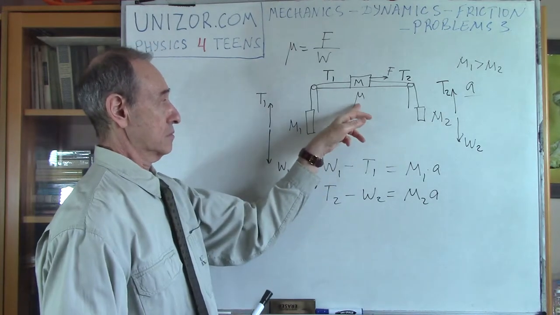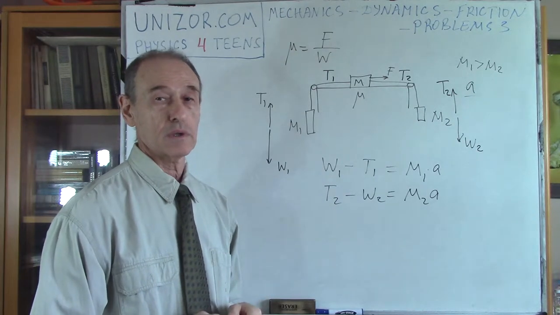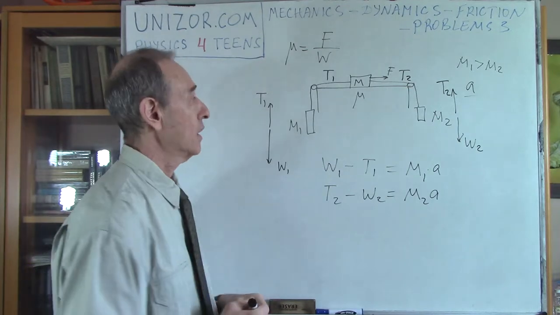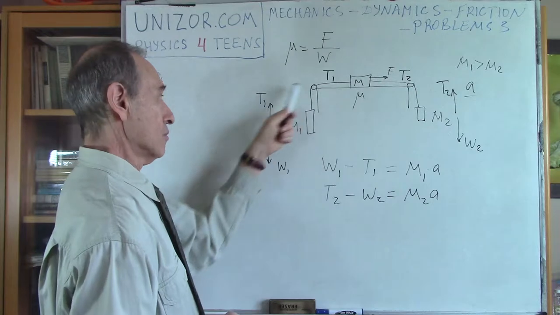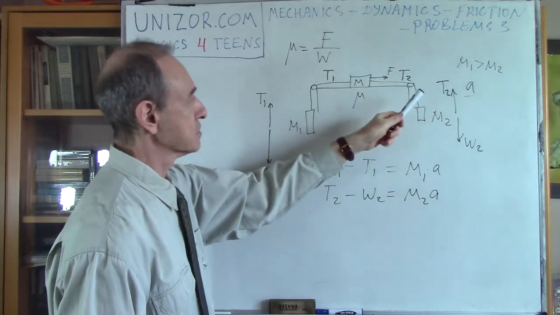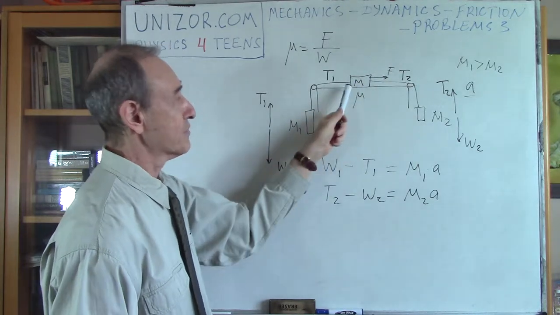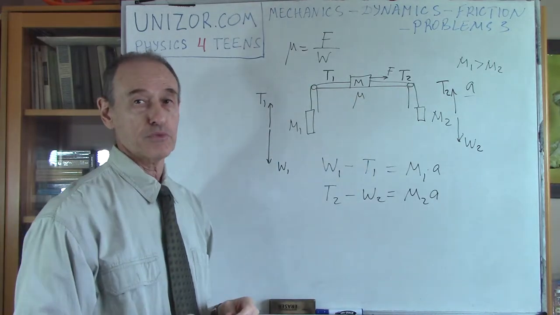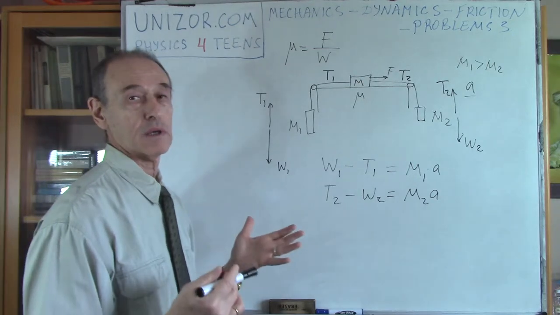Now, there is also the middle object, and we have to determine the coefficient of friction for this guy. Well, let's examine the forces. T1 moves it to the left, T2 resists and pulls to the right, and F is the friction force, which also prevents the movement. Since movement is to the left, I direct my friction force to the right. These are three main forces.